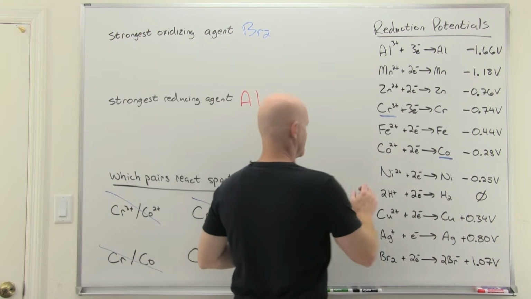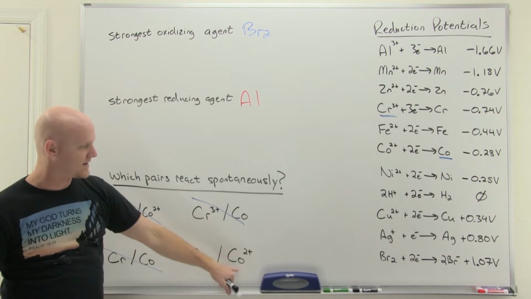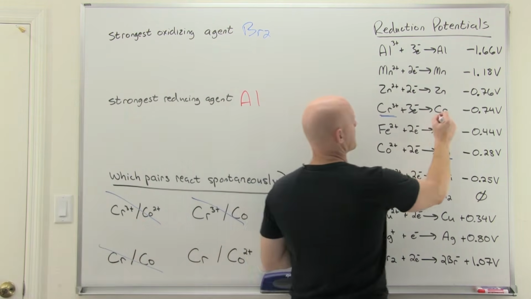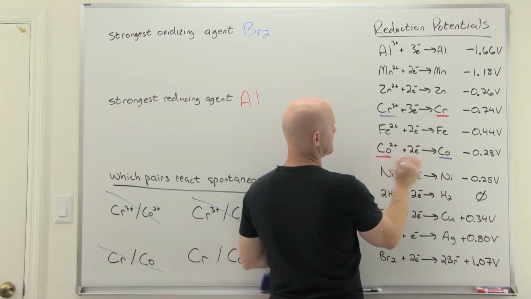So then finally, if I give you chromium and cobalt 2+, so now chromium over here, cobalt 2+ over here.